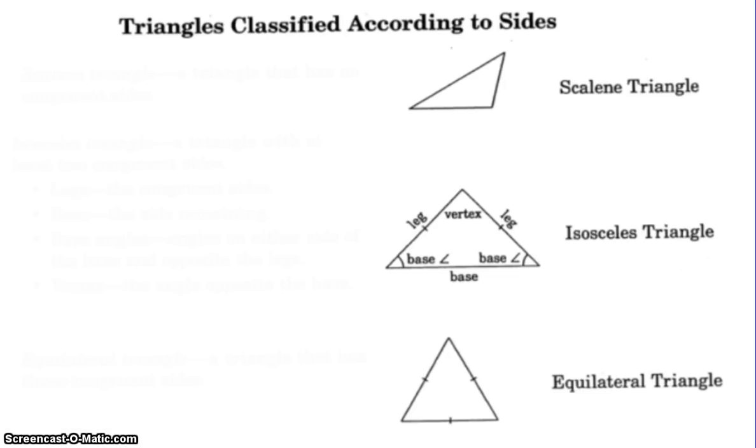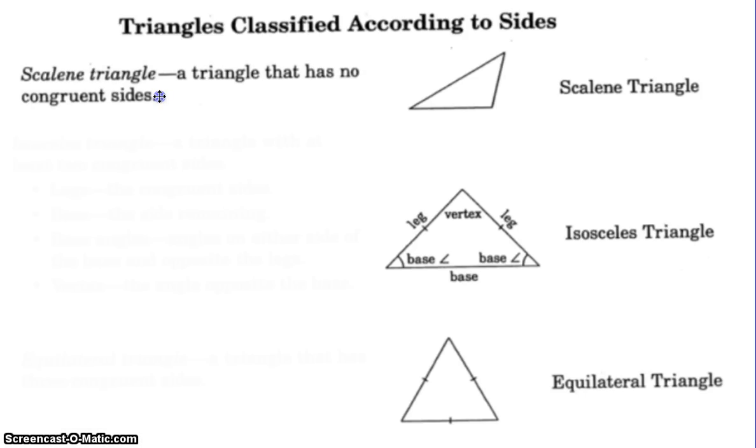Because you have to do some writing on this one, when you're classifying triangles according to their sides, you have three different names. The first one is a scalene triangle, and a scalene triangle is a triangle that has no sides that are congruent.